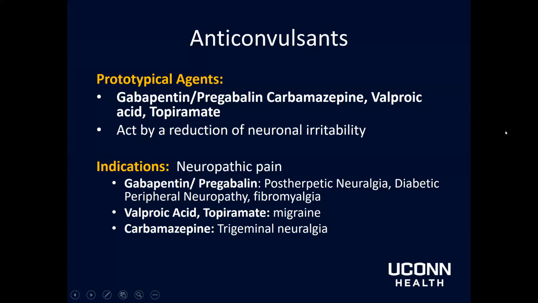Moving into the anticonvulsants, the prototypical agents that are listed here, gabapentin, pregabalin, carbamazepine, valproic acid, topiramate, these all act by reducing neuronal irritability. They're all indicated for neuropathic pain, or variations of it. So the gabapentinoids for postherpetic neuralgia, diabetic peripheral neuropathy, and fibromyalgia, valproic acid and topiramate for migraine, and carbamazepine has long been the mainstay for trigeminal neuralgia.